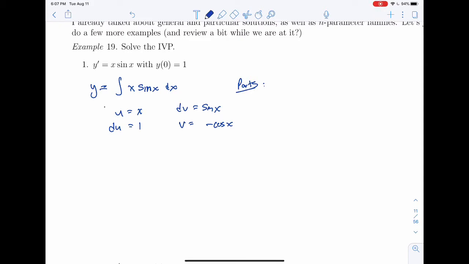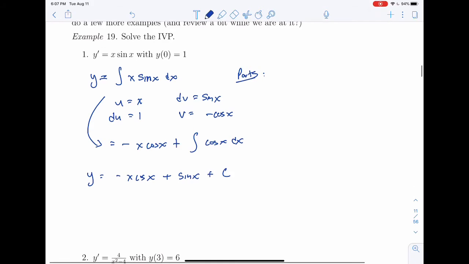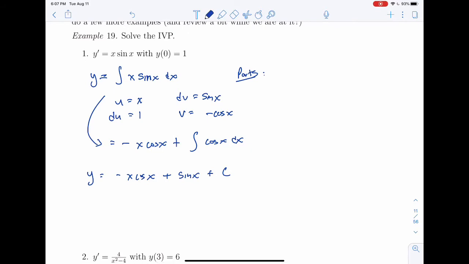Okay, so then my integral is going to be uv, so minus x cos x, minus the integral of v du, so minus negative cos, so we'll just make that a plus there. And there we go. So then y is going to be negative x cos x plus the antiderivative of cosine, which is sine x. Once there are no longer any integrals, we add the plus c. So here is my one parameter family. That's the general solution of this particular differential equation, and all I have to do now is find c.